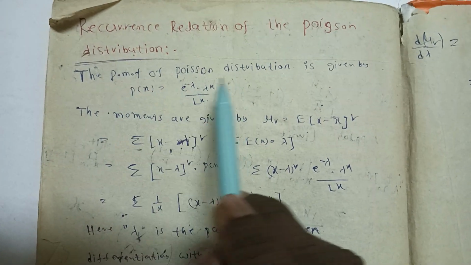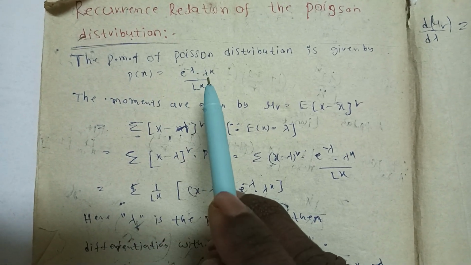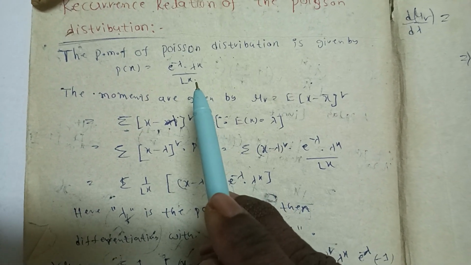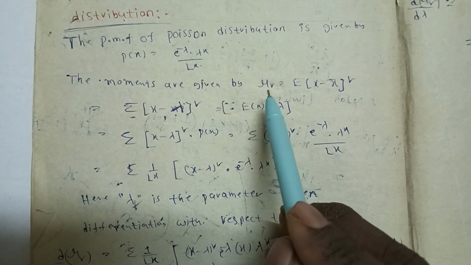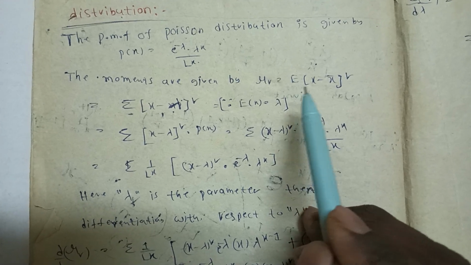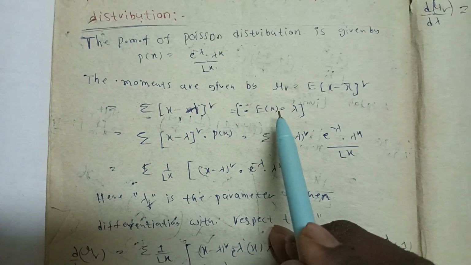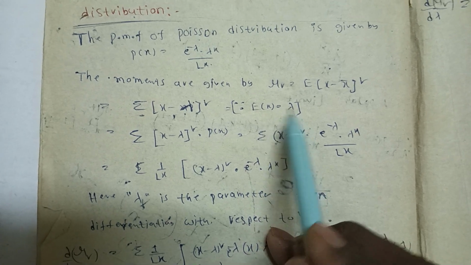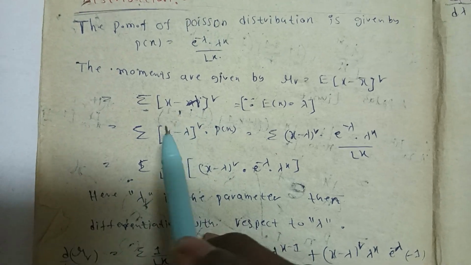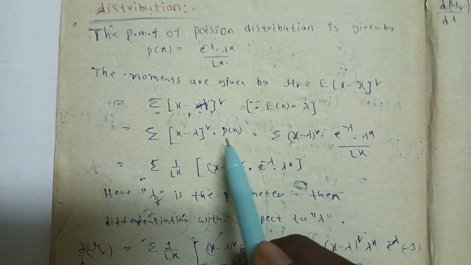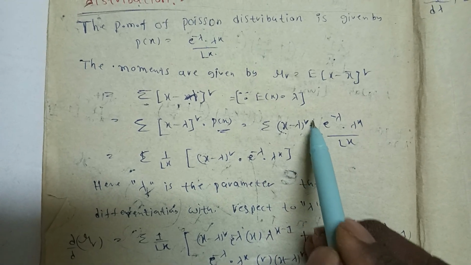The PMF of the Poisson distribution is given by P(x) = e^(-λ) λ^x / x!. The moments are given by μ_r = E[(x - x̄)^r]. For the Poisson distribution, we have E(x) as λ, so just substitute over here, that is E[(x - λ)^r] into P(x), that implies Σ (x - λ)^r.